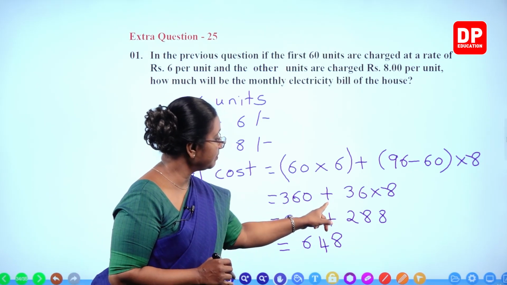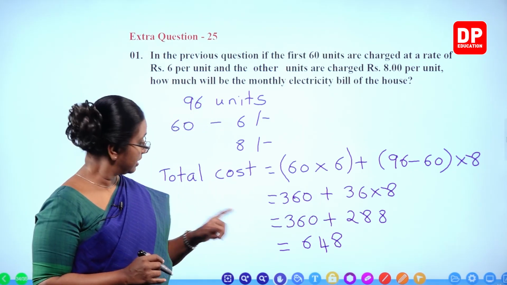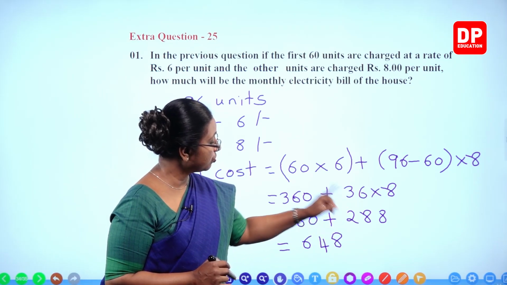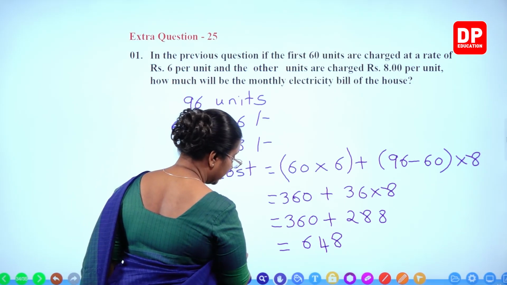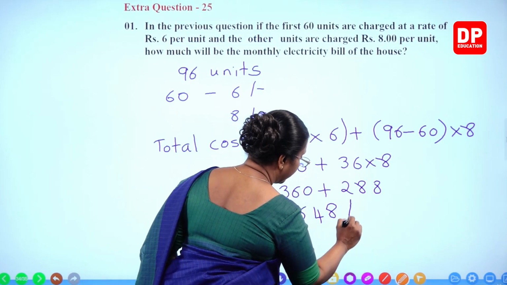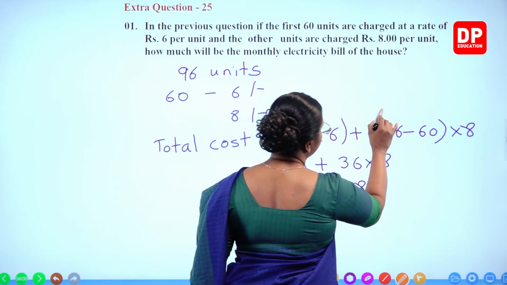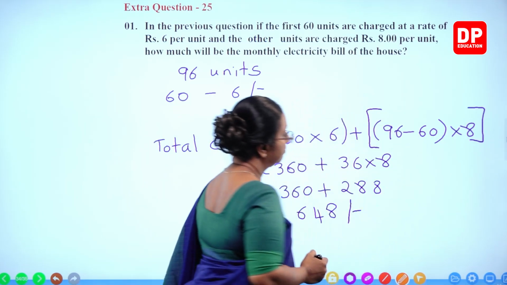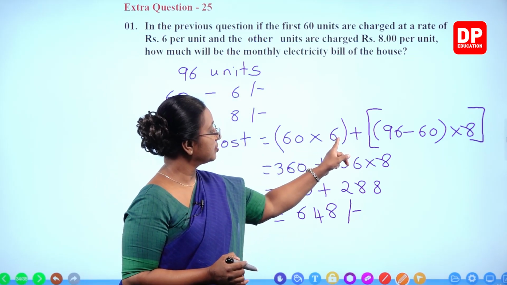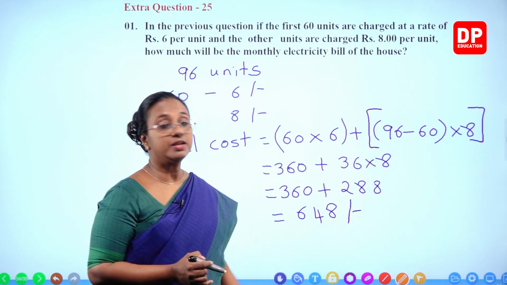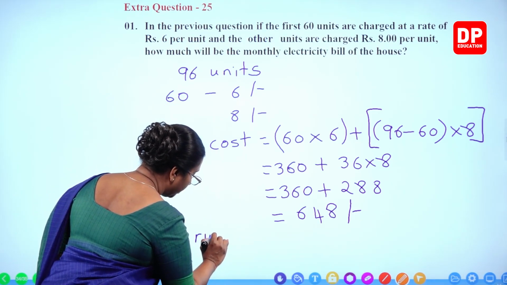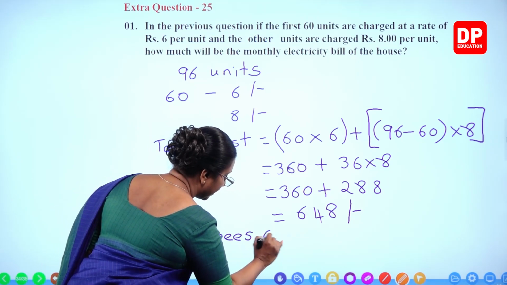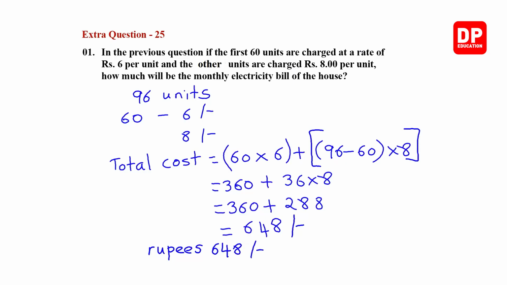So 360 plus 36 into 8. That is 360 plus 288 rupees, and that is equal to 648 rupees. So here of course we can put that. And to make it more clear, this is done together because this is the cost of the first 60 units, that is the cost of the rest of the units. So rupees 648. If you want, you can write that also, rupees 648. That is the cost of the monthly electricity bill.